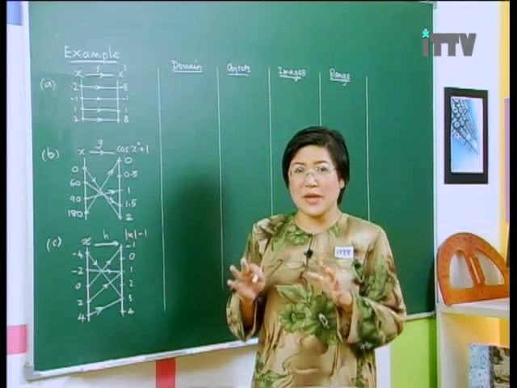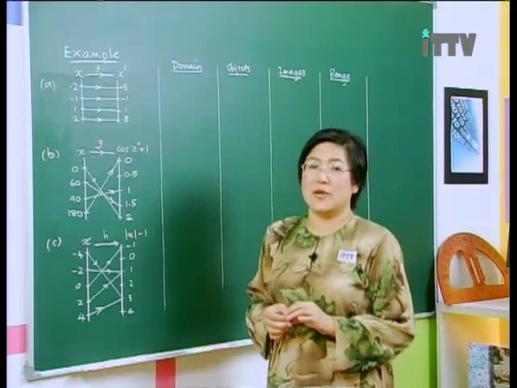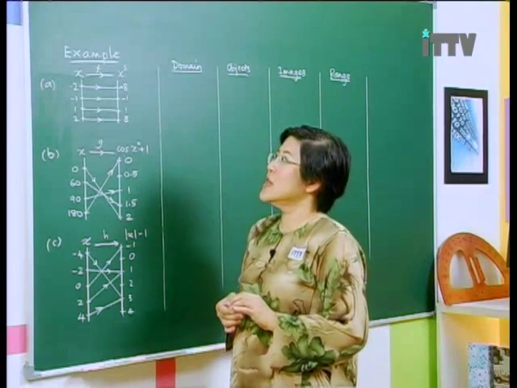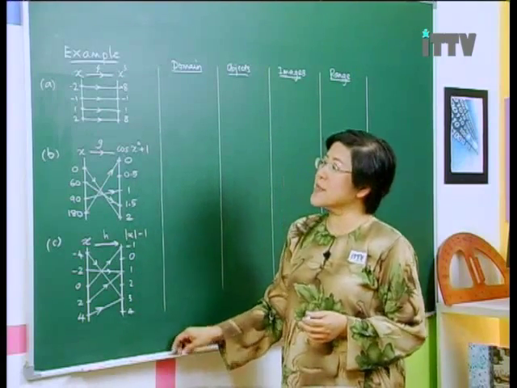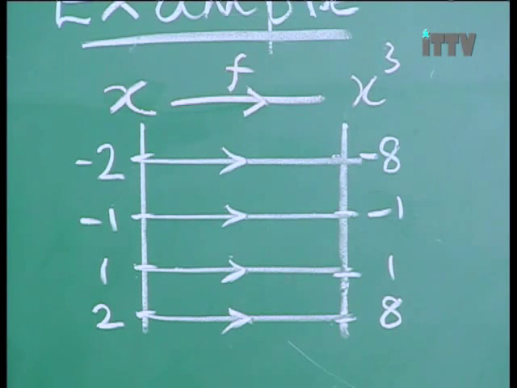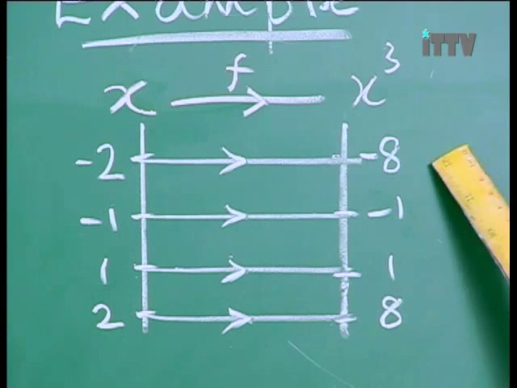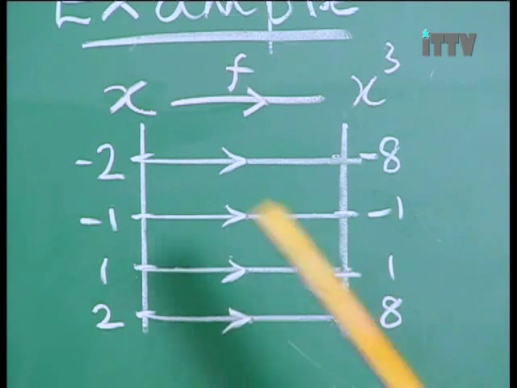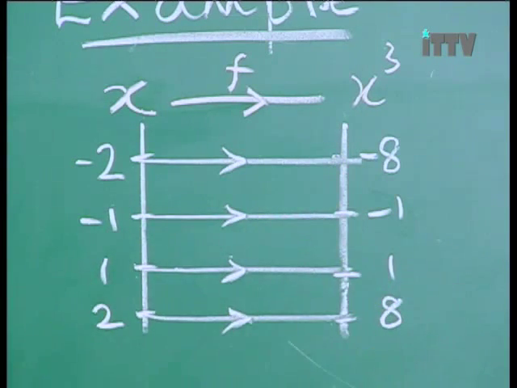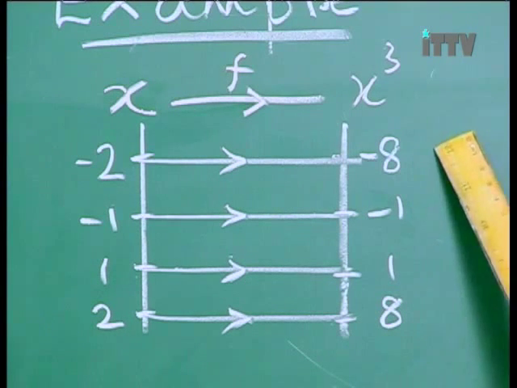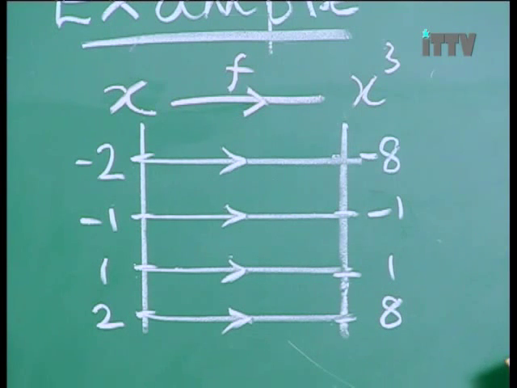So let's start by clearing the air with that issue first. Looking at example A, you will notice that each object value, viewers, finds its own image, and each of them has a different image. So this is a case of a one-to-one relation, and hence we are safe with part A. It is definitely a function because it's a one-to-one relation.